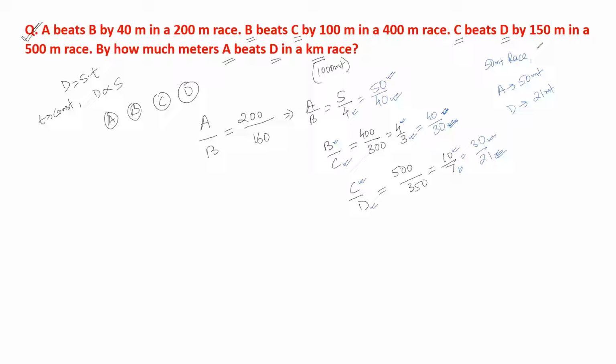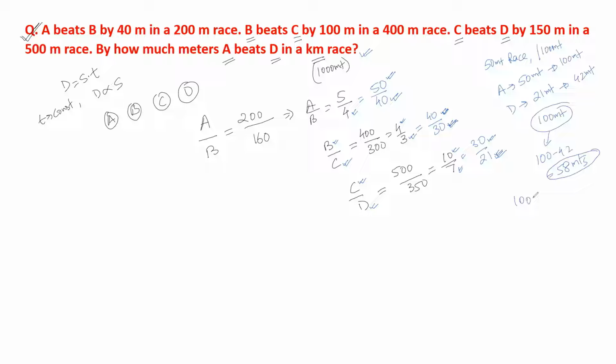Or if the race would have been of 100 meters, in that case, if A would have covered 100 meters, then D would have covered 42 meters. So we can say that in a 100 meter race, A would beat D by 100 minus 42, that is 58 meters. But the question has asked by how many meters A will beat D in a kilometer race, that is in a 1000 meter race. So in a 100 meter race, A beats D by 58 meters.